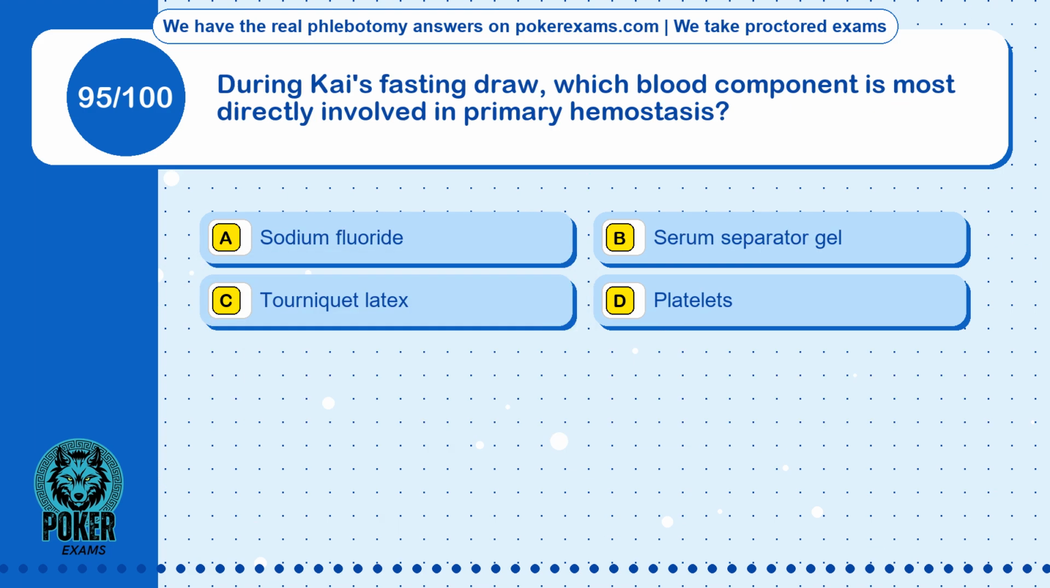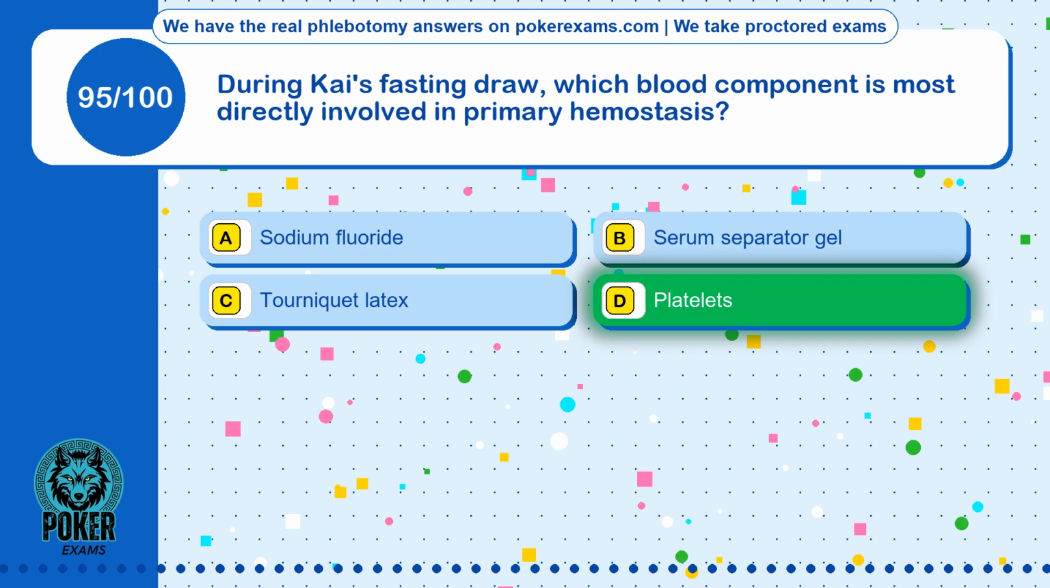Question 95. During Kai's fasting draw, which blood component is most directly involved in primary hemostasis? Option A, sodium fluoride. Option B, serum separator gel. Option C, tourniquet latex. Option D, platelets. The correct answer is option D.